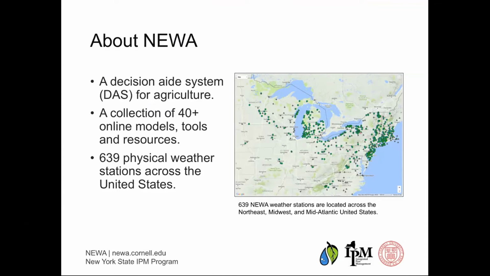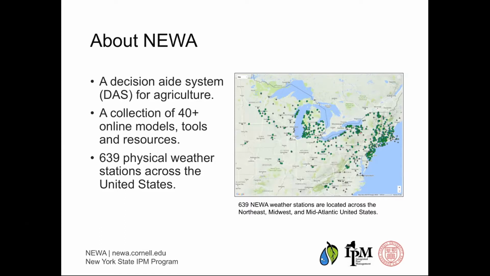NEWA really is what we call a decision aid system. It takes information from a series of weather stations, and for each of those locations, we are able to populate dynamic models that change, some of them on an hourly basis, depending on what's happening on the ground in your specific location. At this point, we have over 40 online models and resources. A lot of these are commodity specific, such as apples and grapes, like what we're going to talk about today, and others are based more on basic weather output and degree days, which I'll talk about very briefly in my portion of the talk.